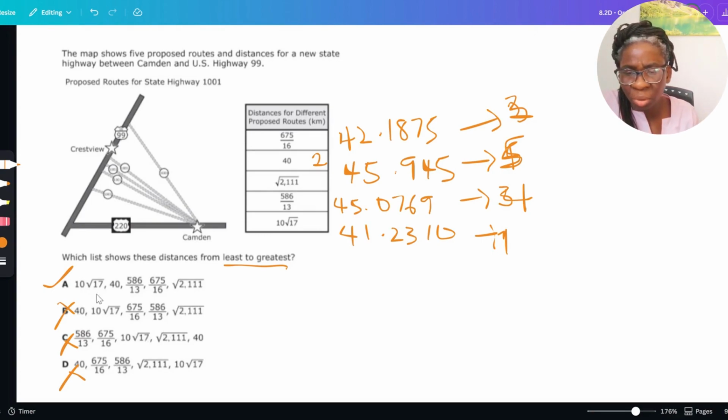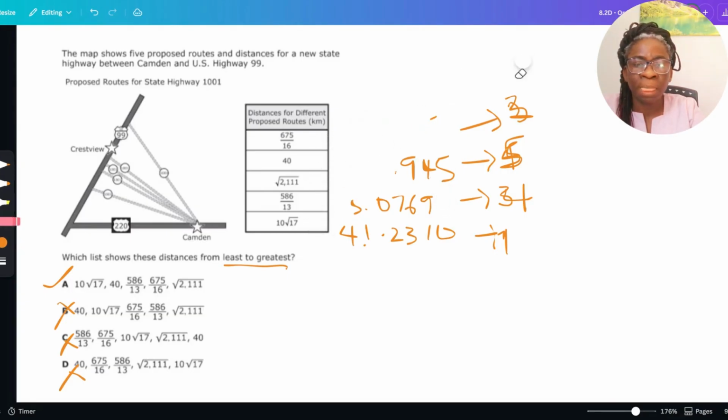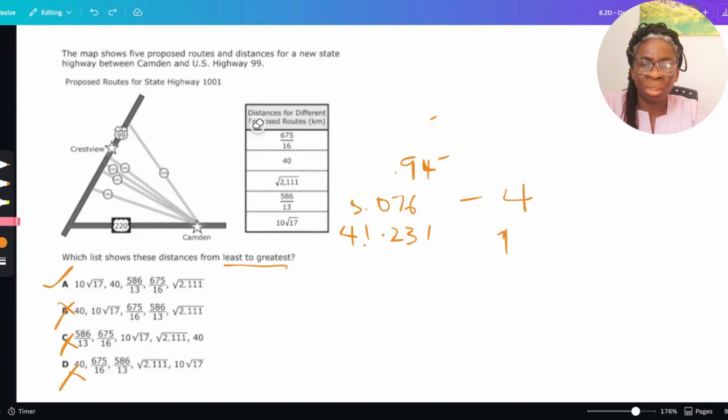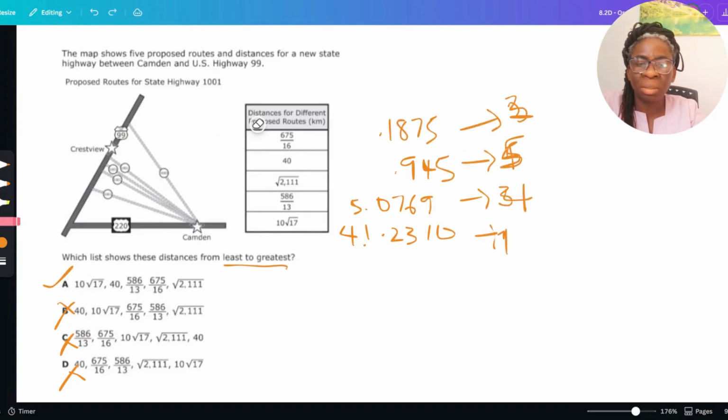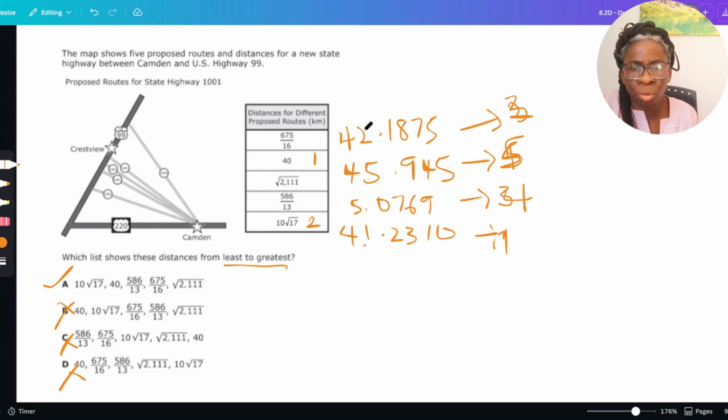Now I see it. I omitted the 40 while numbering them. So 40 is supposed to be number one. Then 41 points will be number two, 42 points is number three, 45.07 is number four, and 45.95 is number five.